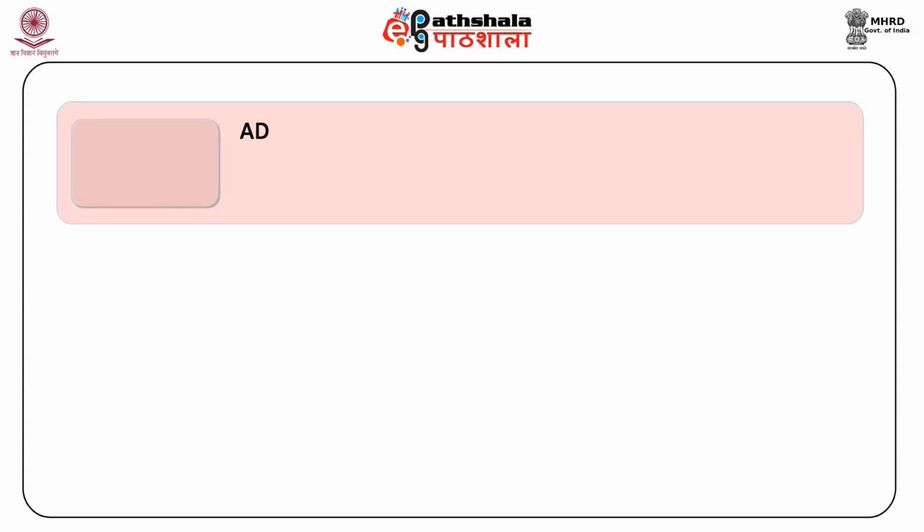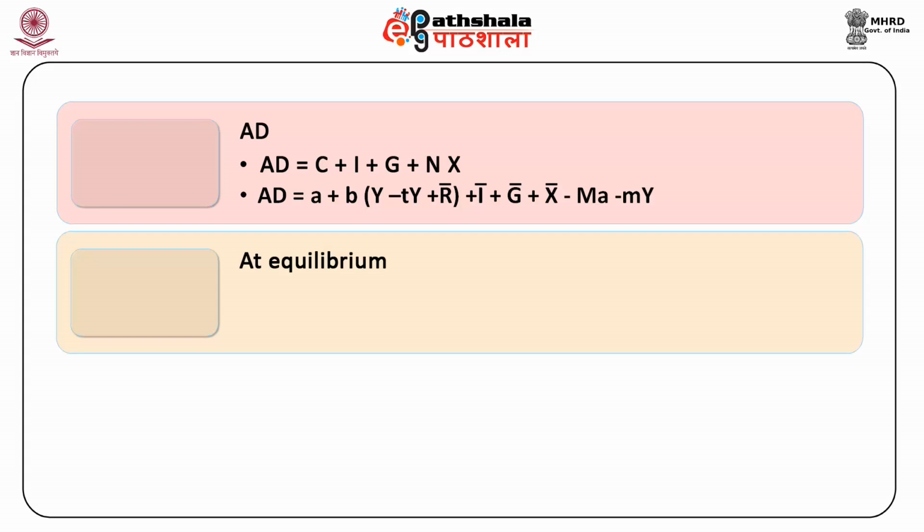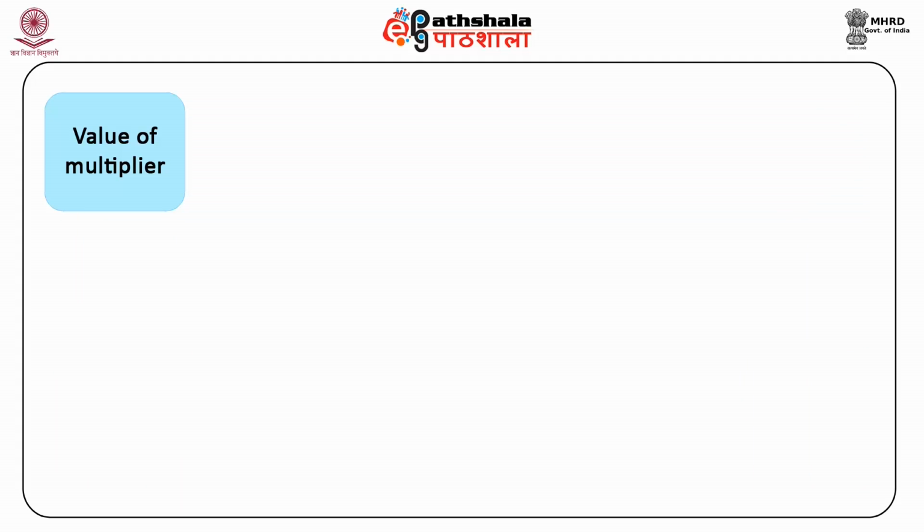Aggregate demand schedule is given by AD is equal to C plus I plus G plus NX, or AD is equal to A plus B into (Y minus Ty plus R bar) plus I bar plus G bar plus X bar minus capital MA minus MY. At equilibrium, AD is equal to Y. Hence, Y is equal to (A plus BR bar plus I bar plus G bar plus X bar) divided by (1 minus B into 1 minus T plus M). This is equation 22. The government expenditure multiplier in an open economy is given by alpha G is equal to delta Y by delta G is equal to 1 by (1 minus B into 1 minus T plus M). This is equation 23. Value of multiplier reduces with trade.